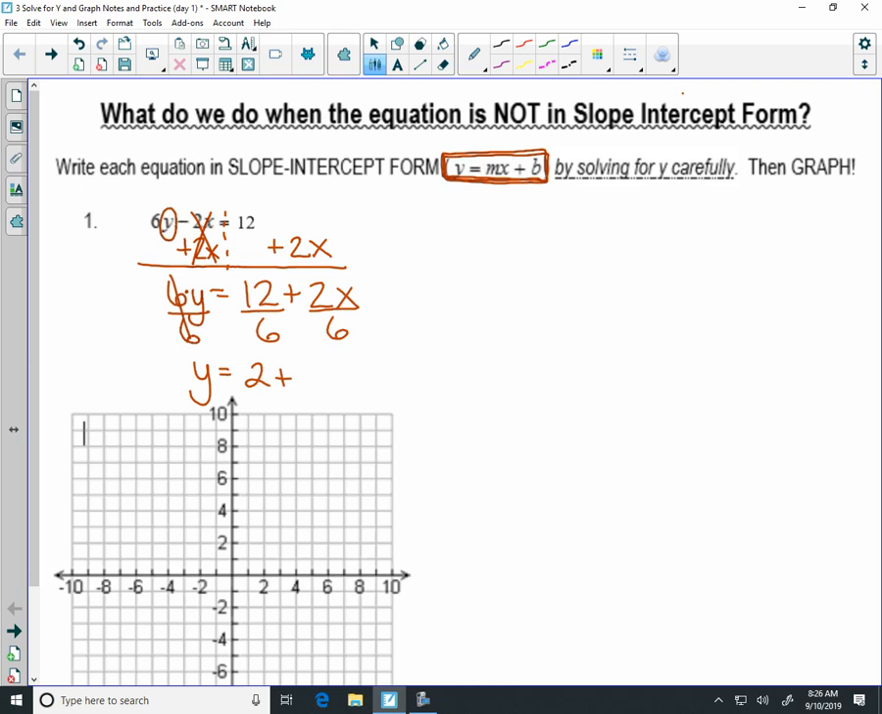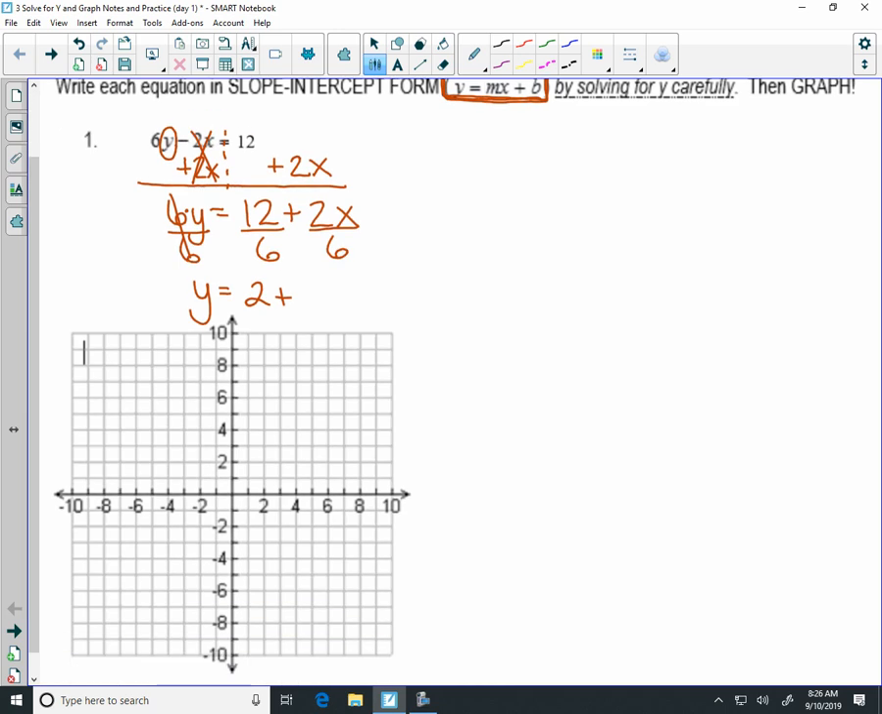You can leave it as 2 over 6. How else could you write that? 1 over 3. And again, I'm going to write it as 1 over 3. You could leave it as 2 over 6. You don't have to, but that's still the slope. It's just going to be a little further apart.